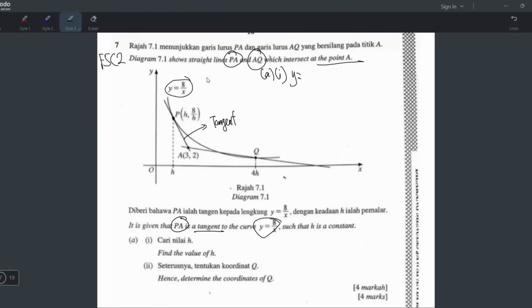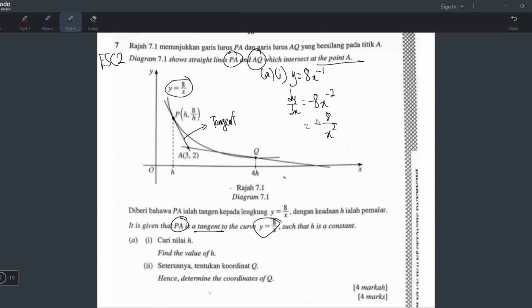So y equals 8 over x, but I will write it as 8x to the power of negative 1, because when we're doing differentiation, we cannot have x at the bottom. So I bring it up and then find dy/dx. How to find dy/dx? Take the power, multiply in front, and then power minus 1. So negative 1 times 8 is negative 8, power minus 1 is negative 2. If you want to make it neater, you can bring it back down as negative 8 over x squared.